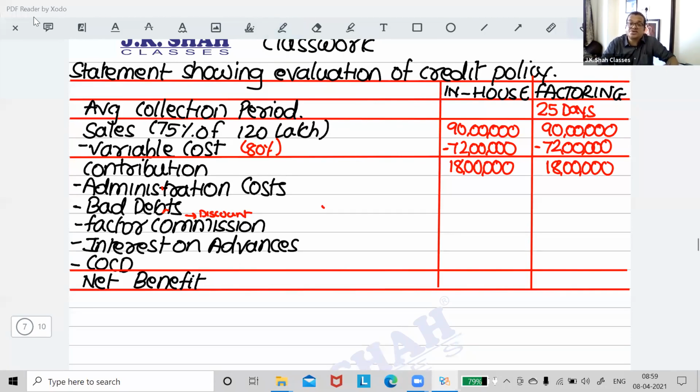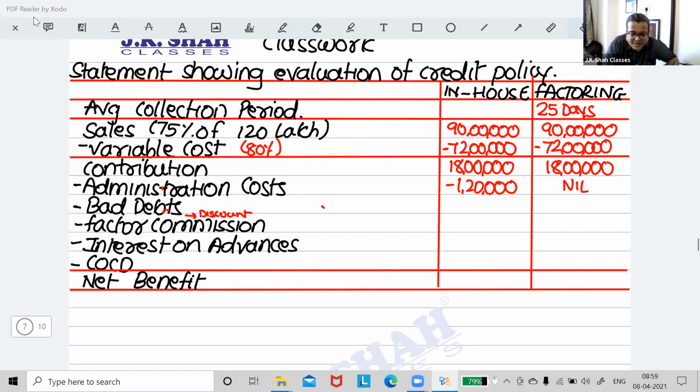Fine. What we discussed about administration cost. How much is administration cost? It's 1,20,000. Correct, friends? Again, the same thinking that if I collect on my own, I will have to pay this 1,20,000 from my pockets. But if it is handed over to factor, that is his lookout, not my business.